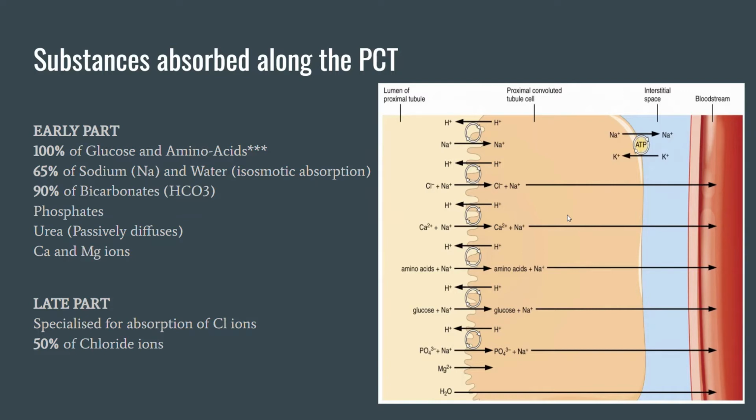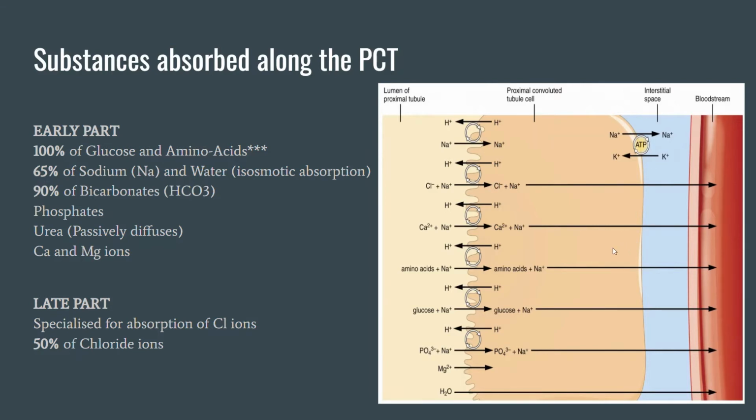And whenever sodium is reabsorbed, it creates a high concentration inside the cell, which in turn pulls water in by osmosis. So there is an isosmotic absorption of water. 90% of the bicarbonates are also reabsorbed, along with some phosphates, and urea also passively diffuses. Some divalent ions such as calcium and magnesium are also reabsorbed.